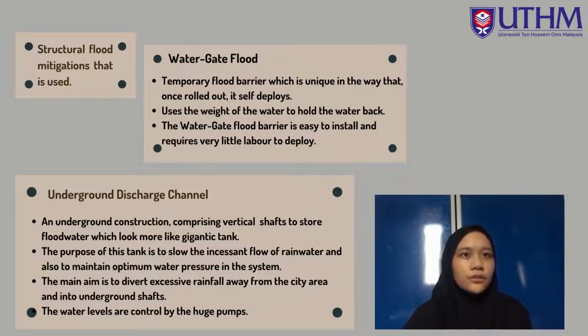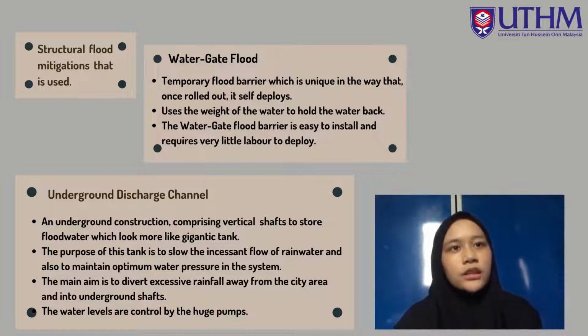First one is watergate flood. Watergate flood is a temporary flood barrier which is unique in a way because once it's rolled out, it self-deploys. Watergate flood uses the weight of the water to hold back the water. The water flood barrier is easy to install and requires very little level display.